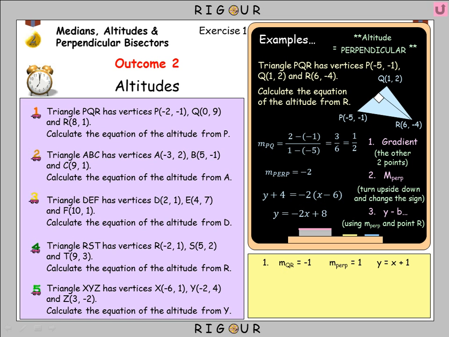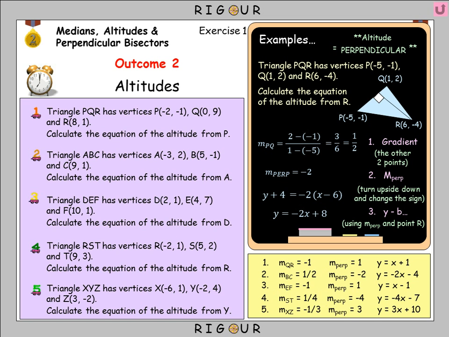Number 1, y equals x plus 1. Number 2, y equals minus 2x minus 4. Number 3, y equals x minus 1. Number 4, y equals minus 4x minus 7. And the last one, y equals 3x plus 10. And there's the breakdown of all the questions there in case you went wrong. Again, typically a 3 key step question would be a 3-mark question in an exam.